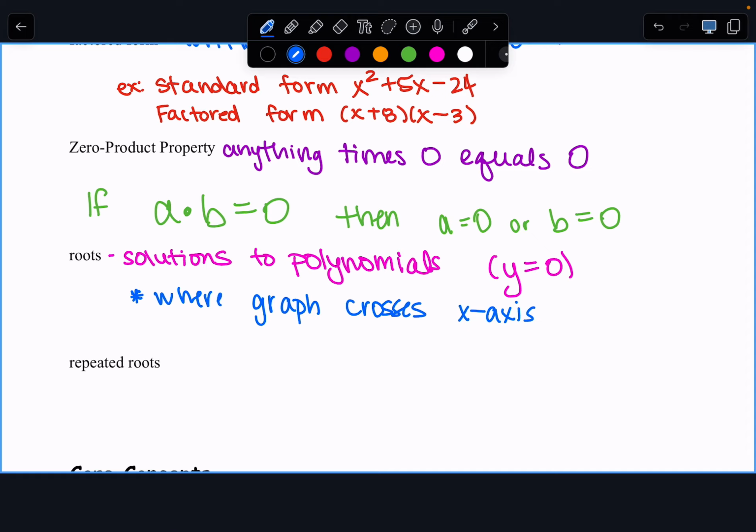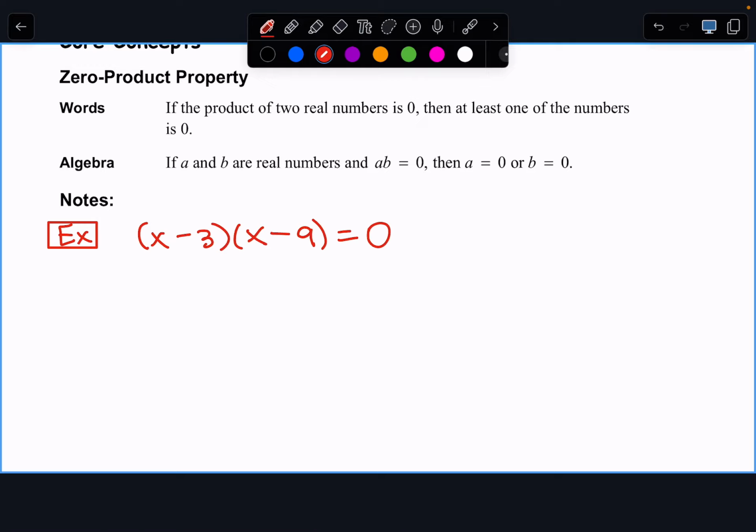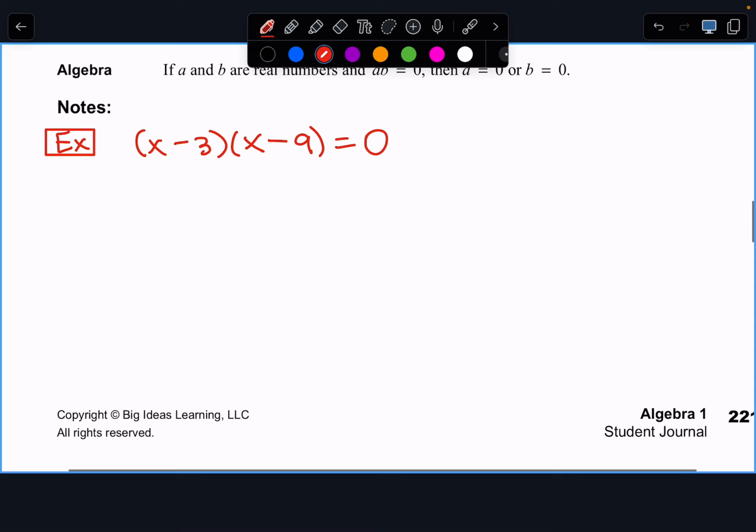So this is what you might see. Okay, we're going to come down here where it says notes. We're going to do a couple examples here before we go to the next page. So I might give you something like this. x minus 3 times x minus 9 equals 0. Here I am giving you a polynomial that's already in factored form. Okay, what operation is in between right here? We have multiplication right there. So I have two different things multiplied together that equal 0.